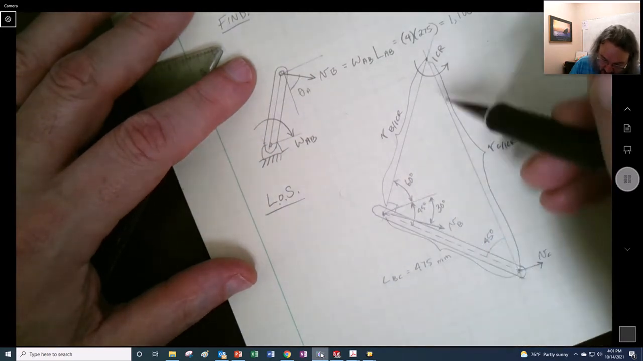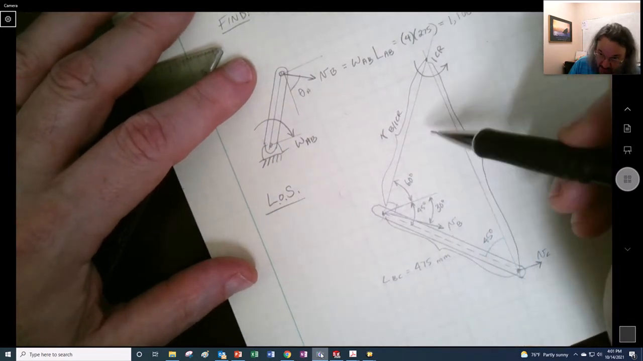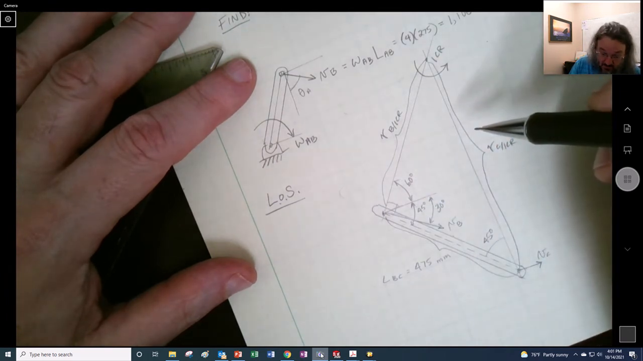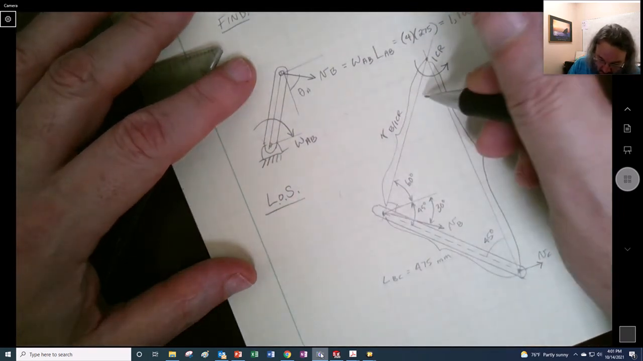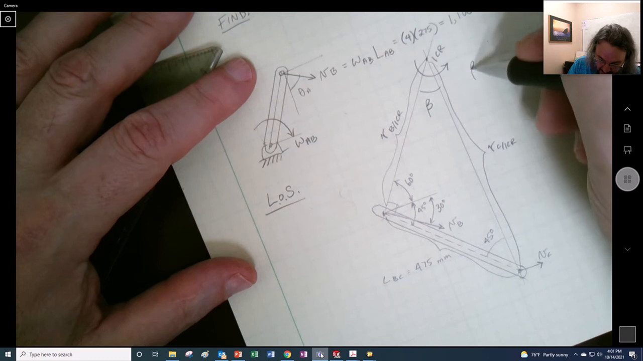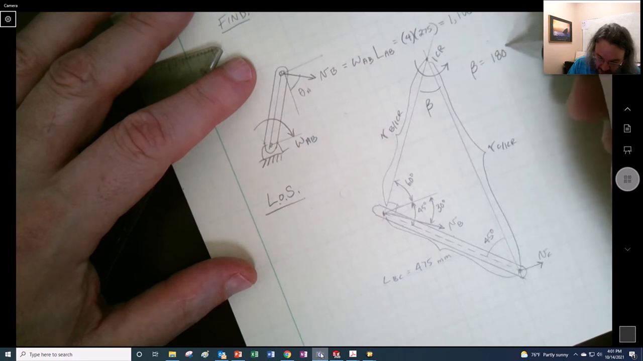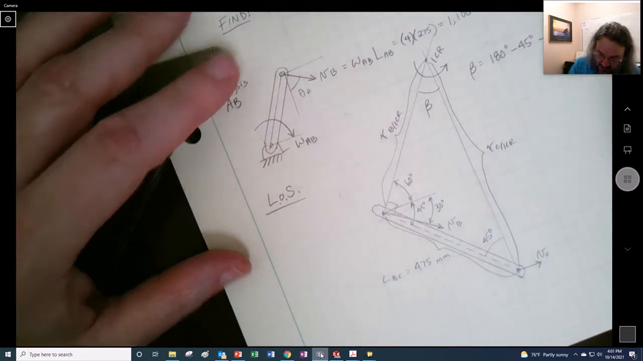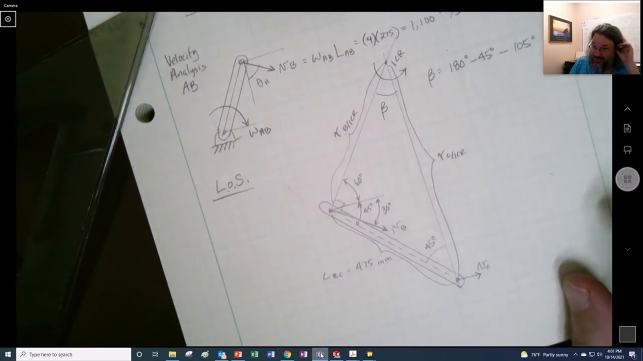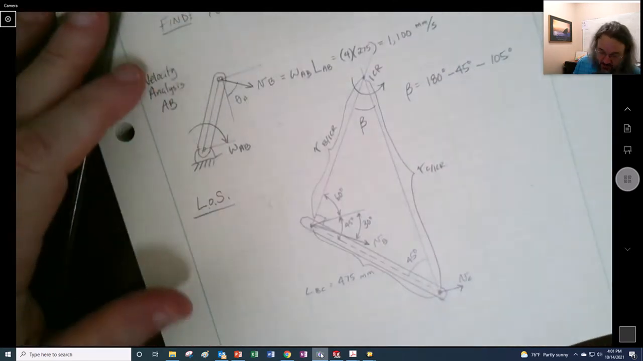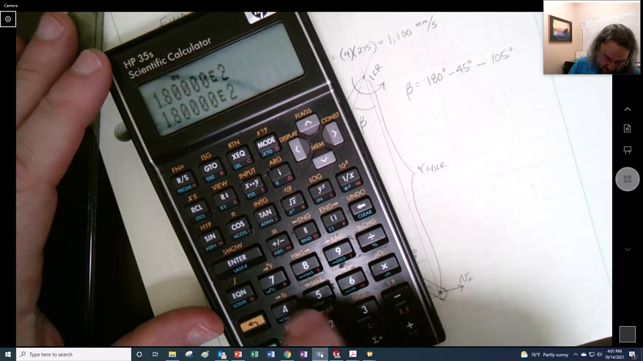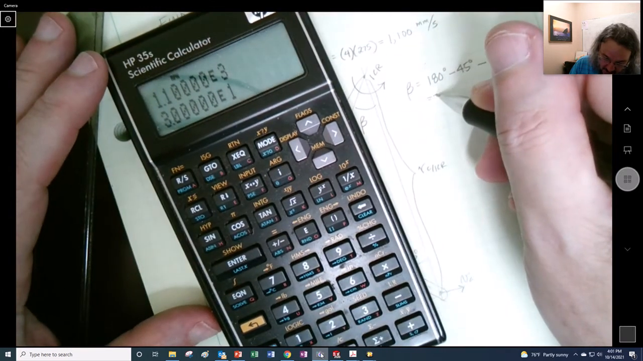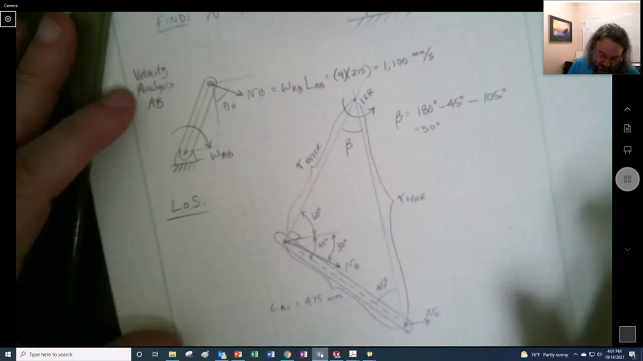Once we know two angles of a triangle, we know the third angle, right? And so the third angle right here, I'm going to call that beta. Beta is going to be equal to 180 degrees minus 45 degrees minus 105 degrees, right? Because all three angles have to add up to 180 degrees. So we can find 180 minus 45 minus 105. So that ends up being 30 degrees. And any normal person could have figured that out anyway.